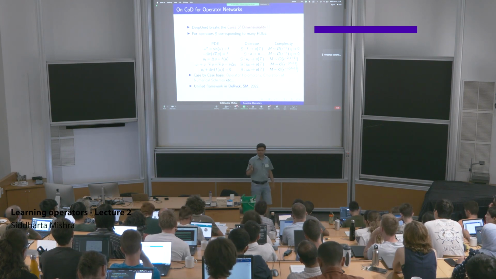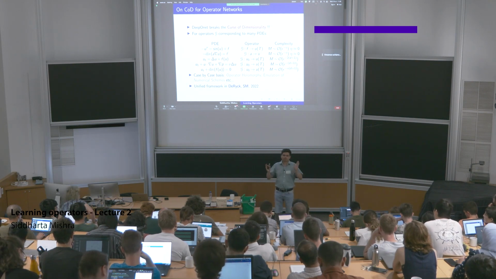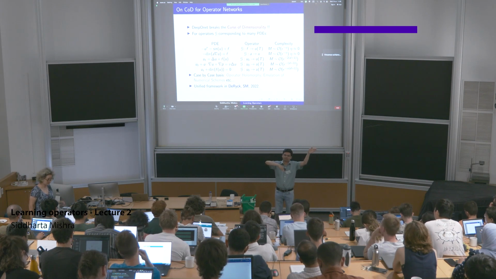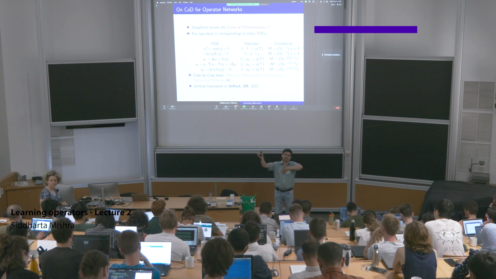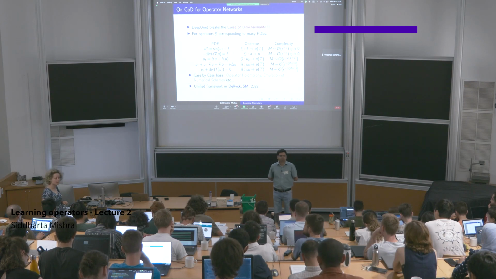Is there any question about the very short introduction that I gave to the theory? So for the theory, you should have the mnemonic that whatever can be done for deep neural networks in finite dimensions can be done by DeepONets theoretically in infinite dimensions. This is roughly the mental picture. Yes?